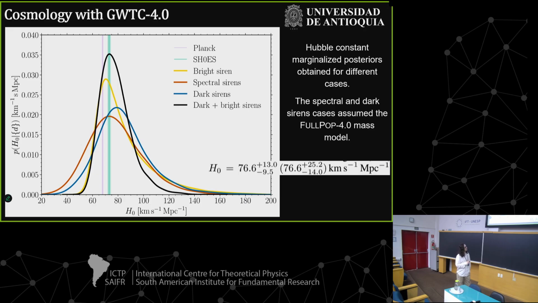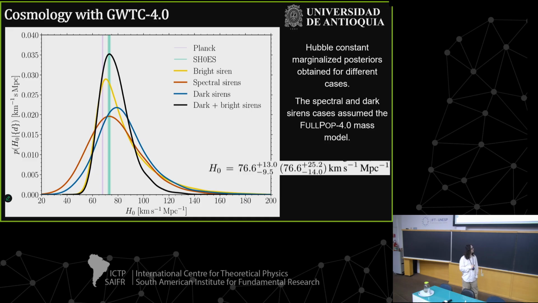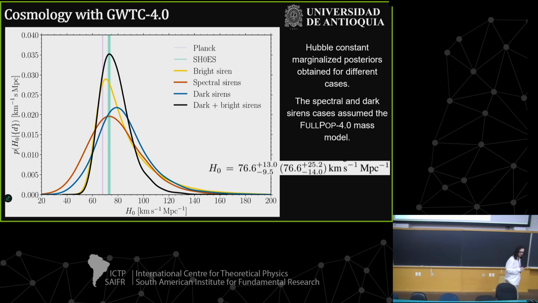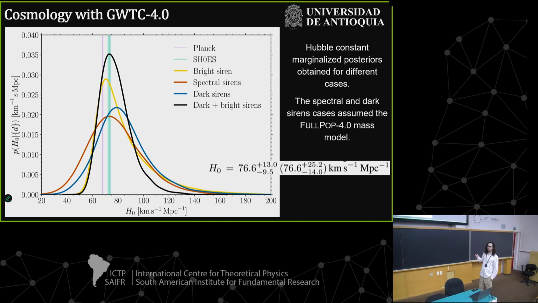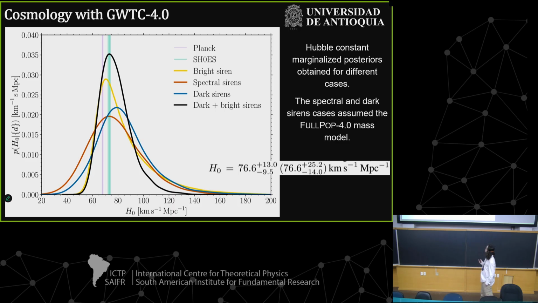So in this case, you have all the information coming together for the estimation of the Hubble constant. And this is the estimated value you get for the black curve: 76.6 plus 13 minus 9.5 for the 68% confidence, and this one is for the 90%, 98%, I forgot exactly the percentage, but it's around 90%. So this is one of the main results.